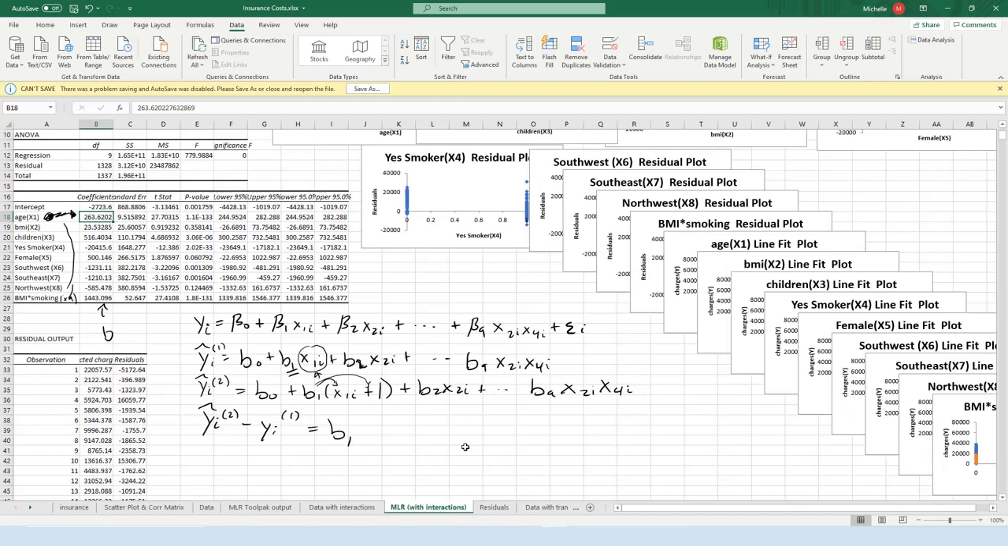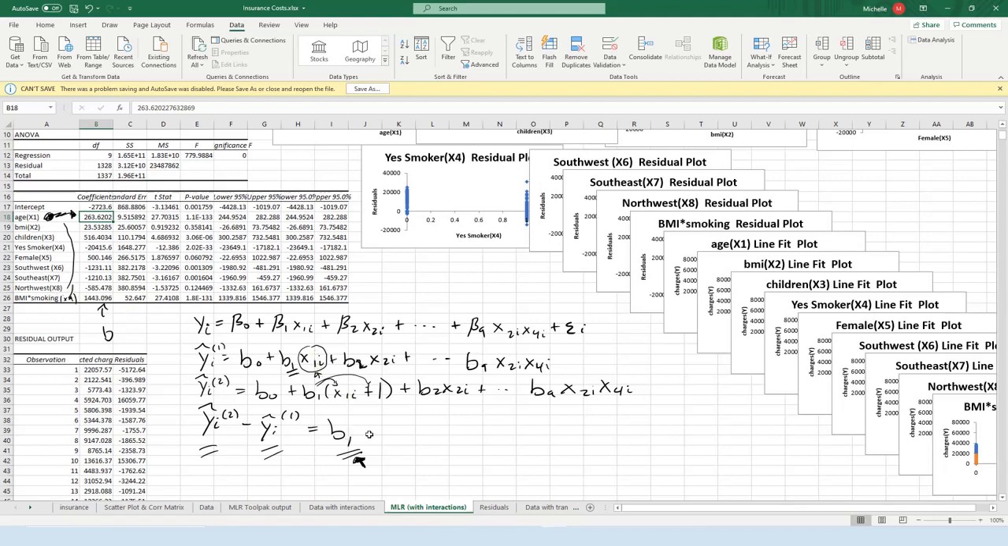So for a unit increase in age, we expect that the cost of insurance, the charges for insurance, will increase by $263 as long as you hold BMI and everything else constant. Now interpreting terms that have interactions gets a little more tricky.